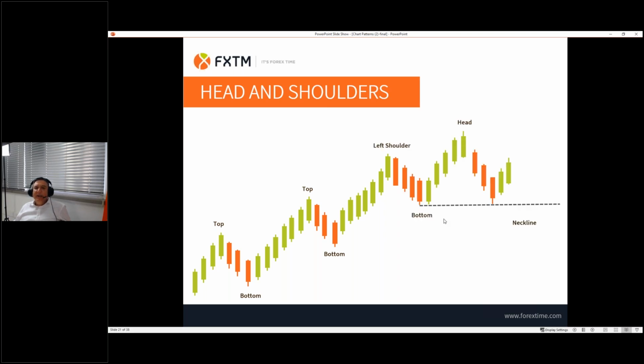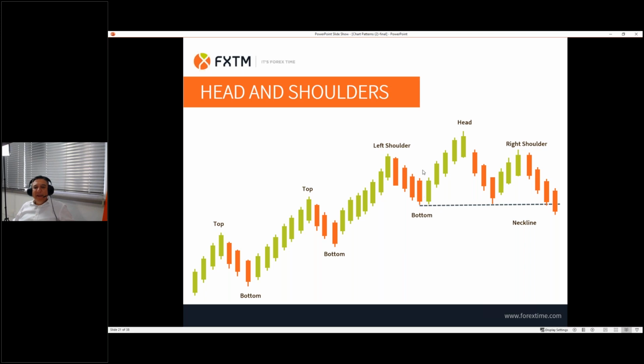And then we see this formation where we have this top, another top, and another top right here. The highest top is called head. The one to the left is called left shoulder, and the one to the right is called right shoulder. That's why this reversal is called head and shoulders.